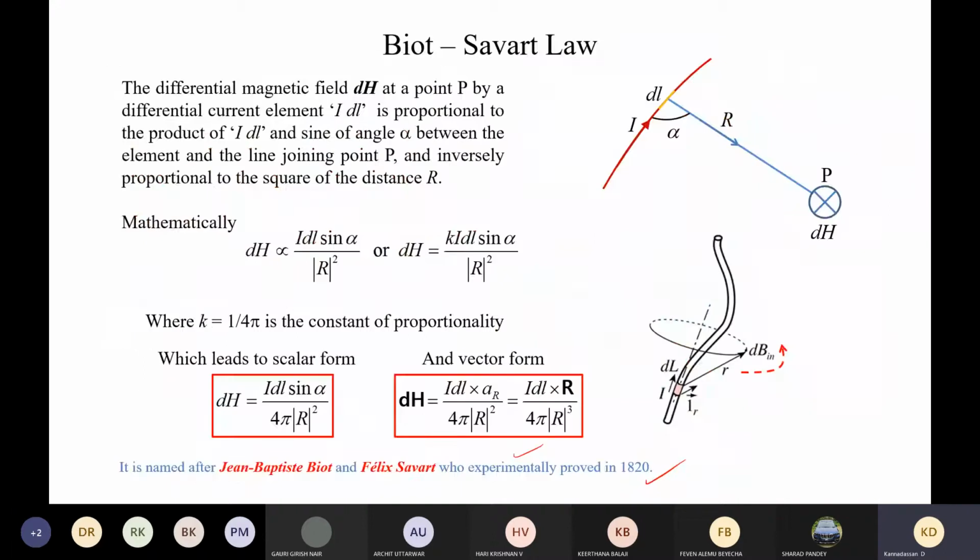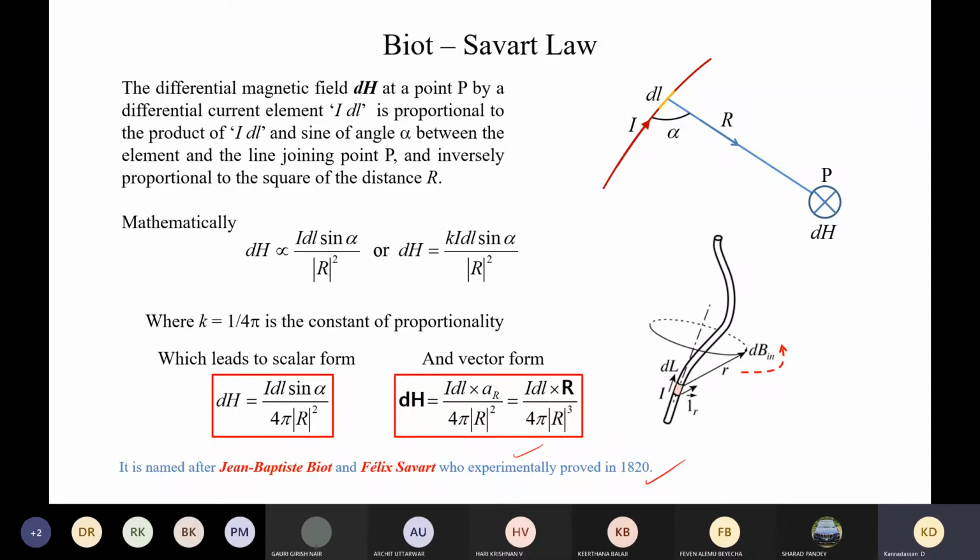So this is actually mathematically described by Biot and Savart. Both actually worked together, and they came up with the idea of how this magnetic field is oriented, and how this vectorial representation can be done. They proved it both mathematically as well as experimentally, and they were very successful. And this is what we now refer to as the Biot-Savart law.